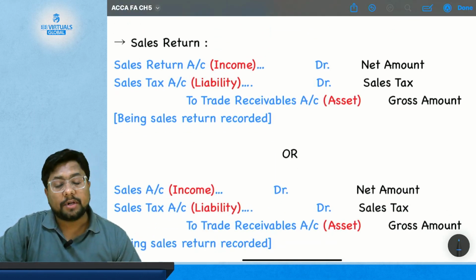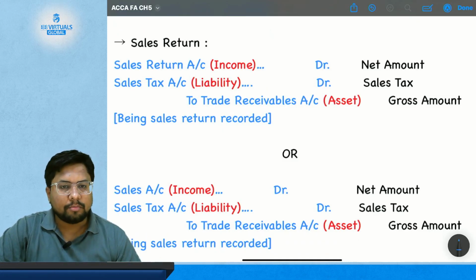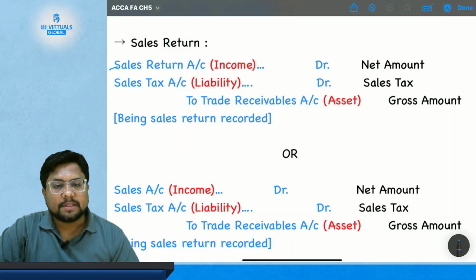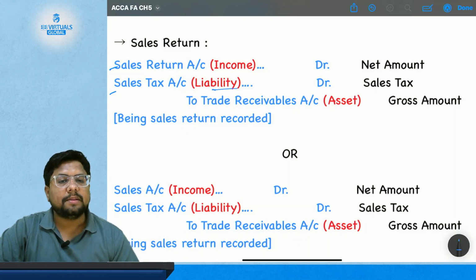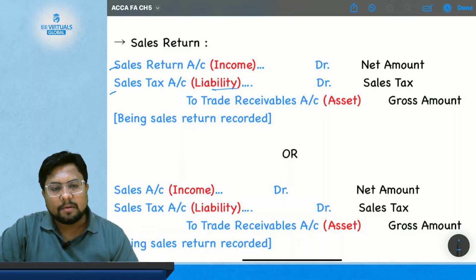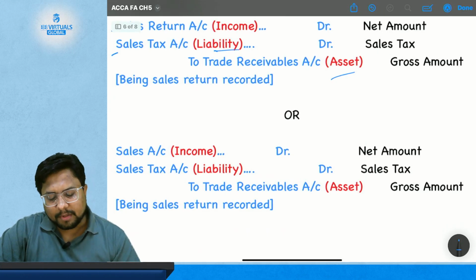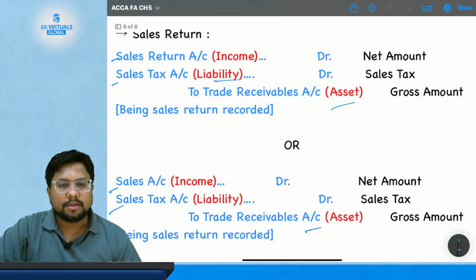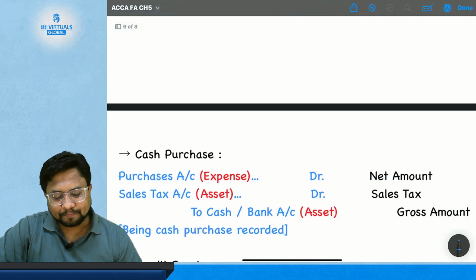Then comes sales return. Now goods are sent back to you because of being defective or faulty. So sales return account debit, again you are reversing the sales. So you will debit the sale tax liability, because you are cancelling out the sale. So sale tax liability will be debited to trade receivable, or the entry will be sales account debit, sale tax account debit to trade receivable. Okay, this is just the same entry with the additional element of sales tax.